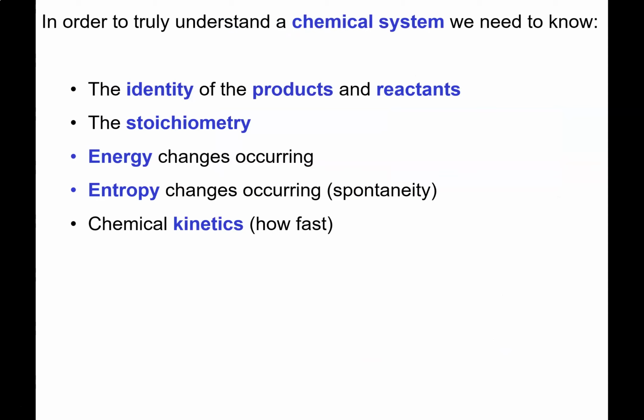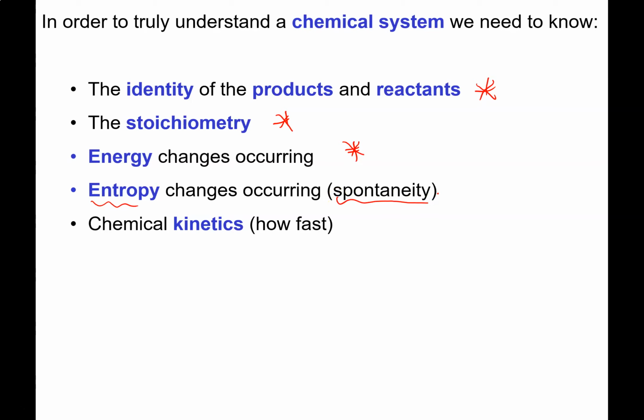So if you want to really understand a chemical system, you need to know a whole bunch of stuff. It would be important to know what the identity is of the reactants and products. It's important to know the ratios in which things are reacting and are being produced, what we call the stoichiometry of a chemical reaction. It's important to know about the energy that is being absorbed or released during the chemical process. And it's also important to know about the entropy or spontaneity of the process.